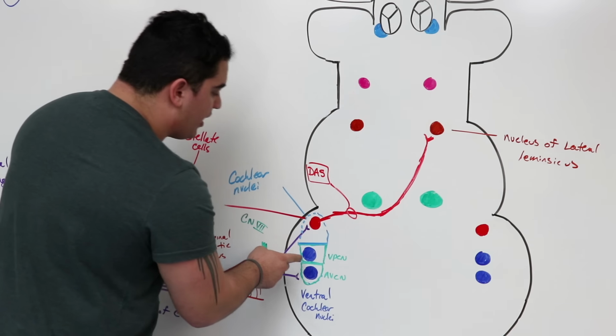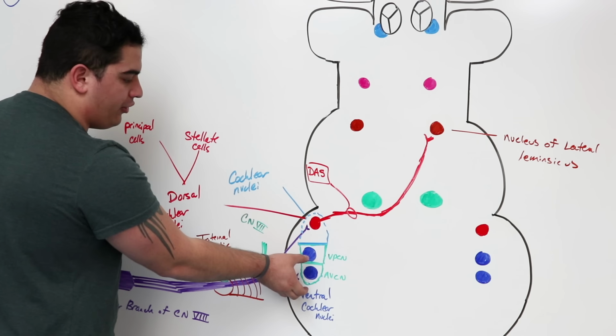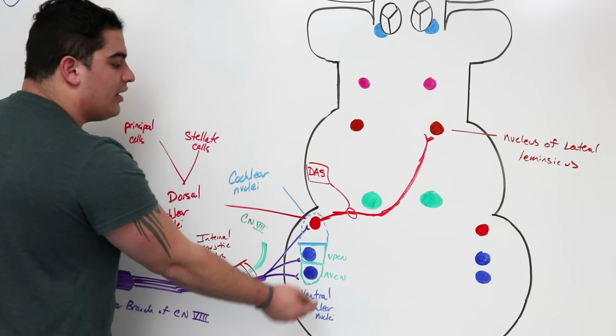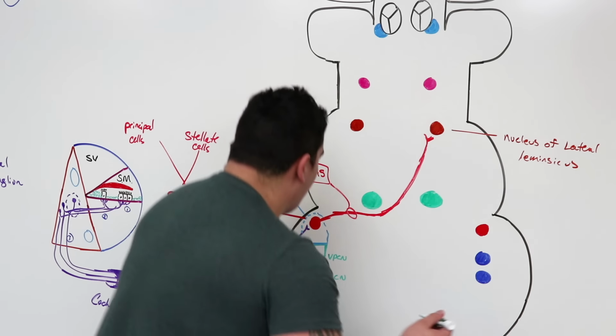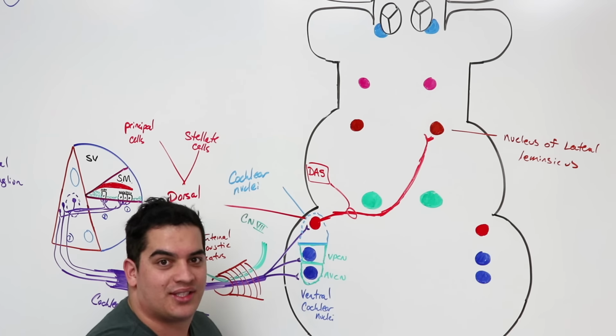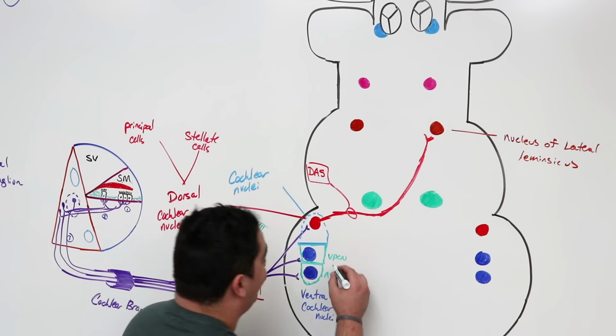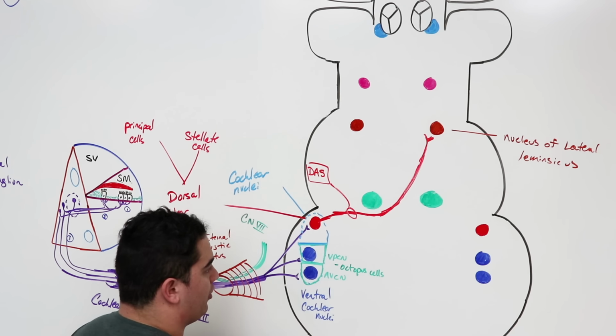Then we go to this next one. The ventrocochlear nuclei branch into two parts, the ventroposterior and the anterior ventrocochlear nucleus. The ventroposterior cochlear nucleus is mainly made up of cells called octopus cells. It's a real thing, I know, but they're called octopus cells. So the octopus cells are going to be specifically situated in the ventroposterior cochlear nucleus.